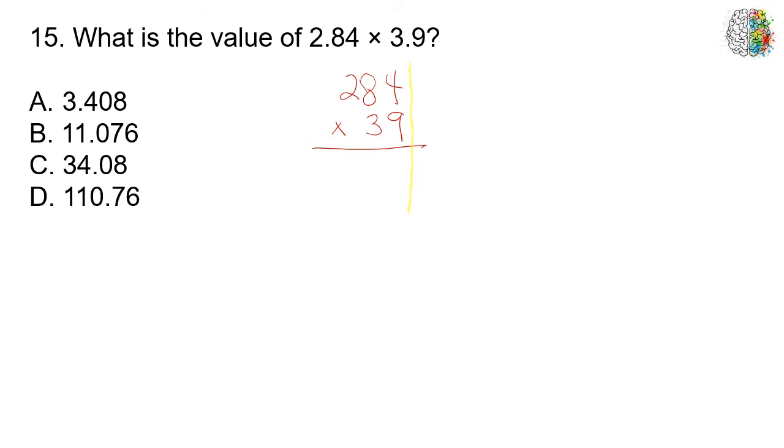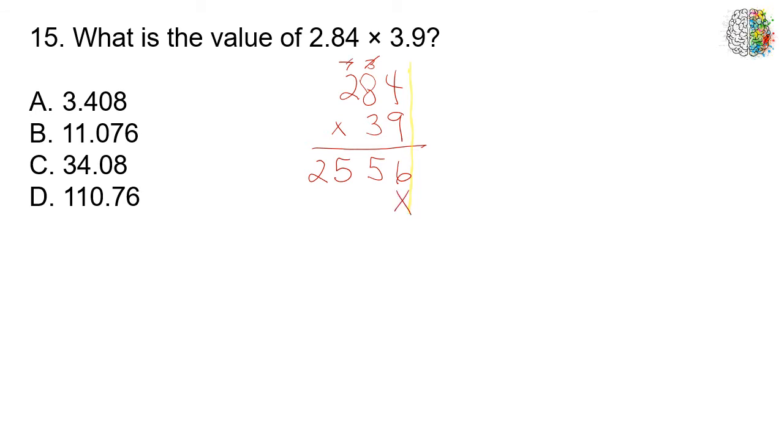4 times 9 is 36. 9 times 8 is 72, plus 3 is 75. 9 times 2 is 18, plus 7 is going to be 25. Then I do an X as my placeholder.